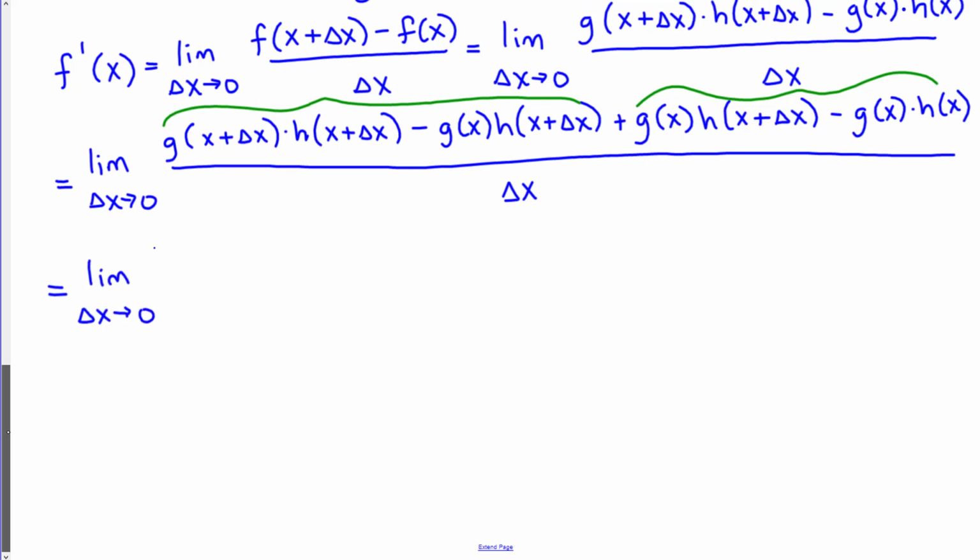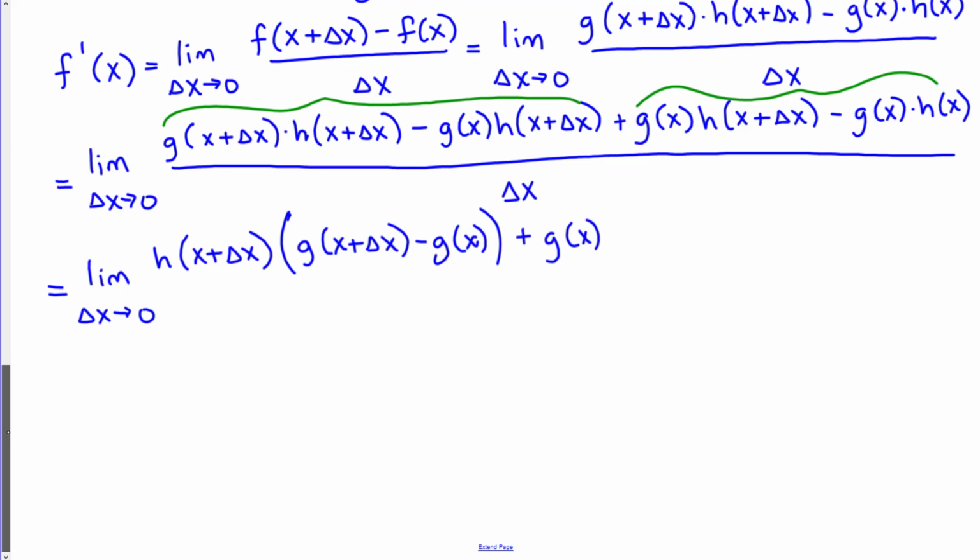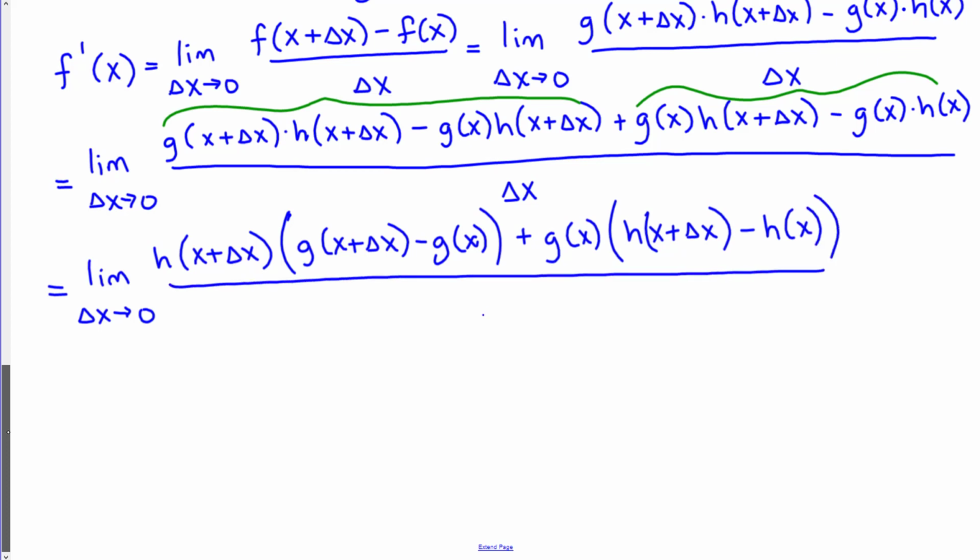If I factor h of x plus delta x out of the first two terms, that leaves me g of x plus delta x minus g of x. And if I factor g of x out of the second two, then I have g of x times the quantity h of x plus delta x minus h of x. Everything is still divided by delta x.